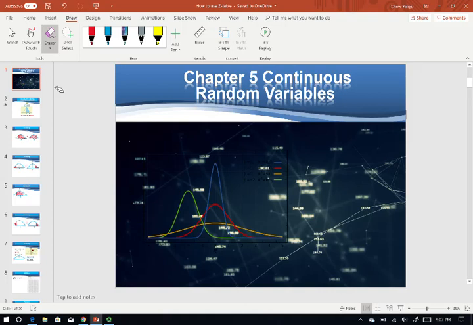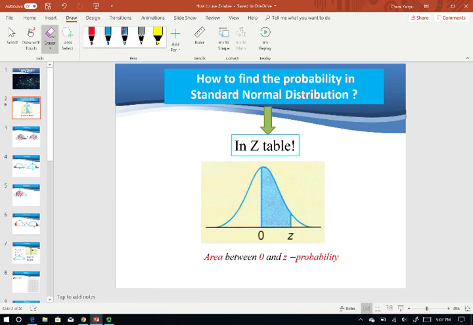In this video, I will show you how to use the z-table to find probability. First, let's look at the z-table plot. The z-table is about the area under the curve between 0 and a z-score. Only this area. So this area is the probability. So this is the table value in our z-table.